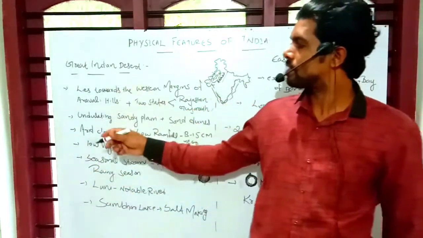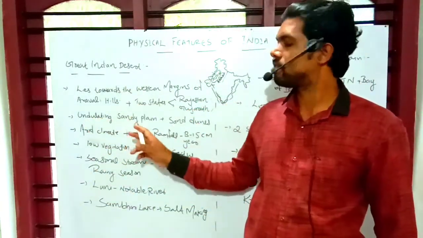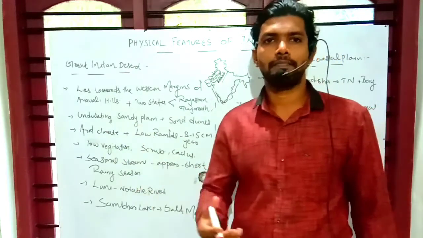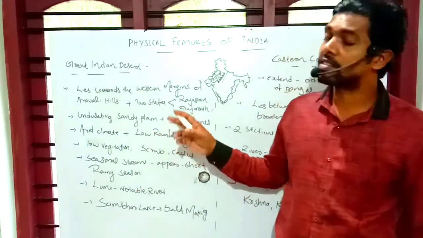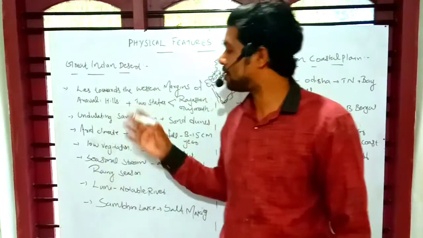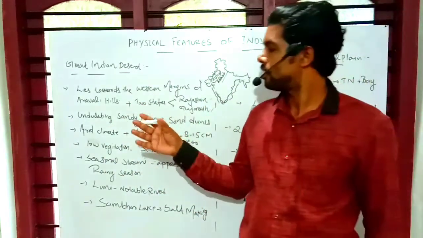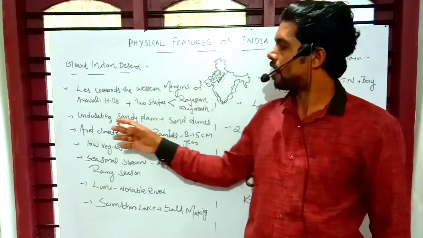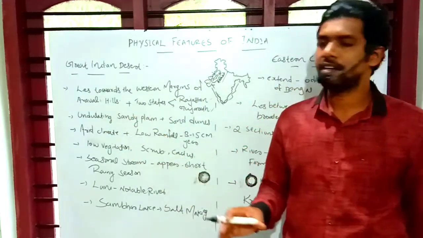The Indian desert is an undulating sandy plain. Sand dunes can be seen in many parts of this Great Indian Desert. Sand dunes are the major structure of the Indian desert, and undulating sandy plains can also be seen here.